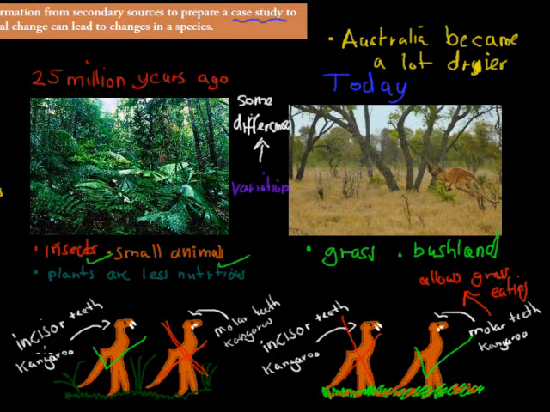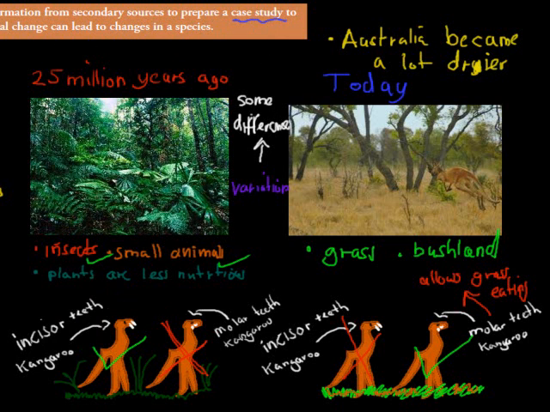Most of the kangaroos would have had the incisor teeth more developed than the molar teeth. And the reason why is because they had to eat insects and animals, and incisor teeth would allow better chewing of those animals compared to molar teeth, right? So that's how to show how environmental change can lead to change in the species.